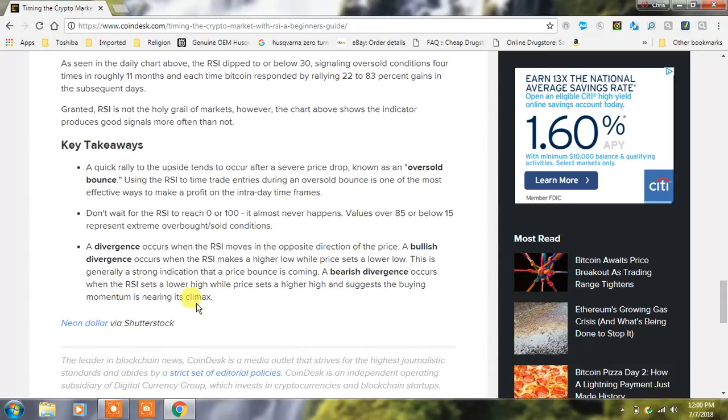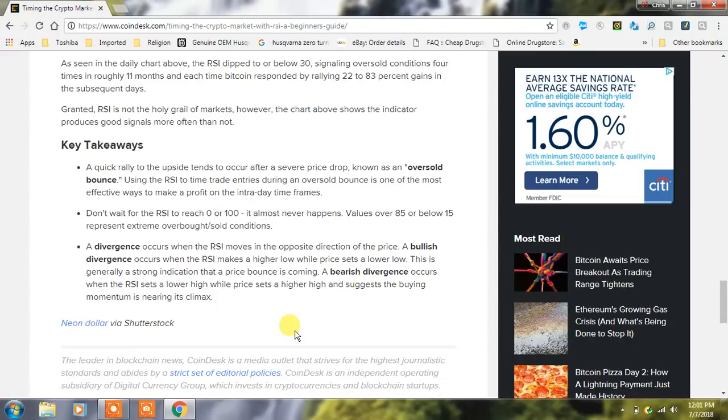Then it says the key takeaways: a quick rally to the upside tends to occur after a severe price drop, known as an oversold bounce. Using the RSI to time trade entries during an oversold bounce is one of the most effective ways to make a profit on the intraday time frames. Don't wait for the RSI to reach 0 or 100. It almost never happens. Values over 85 or below 15 represent extreme overbought or oversold conditions.